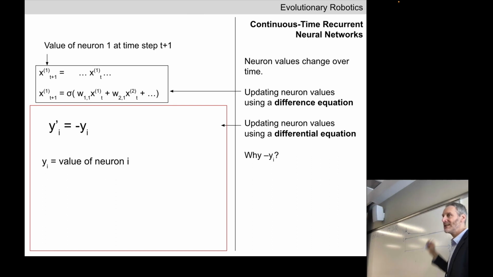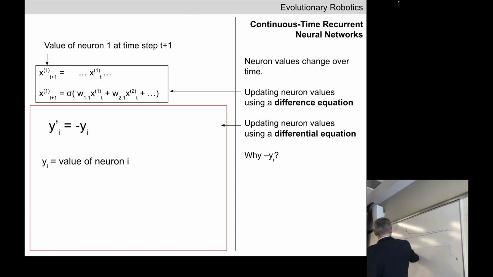What happens over time? What happens at t equals infinity? It approaches 0, but never reaches it. You probably remember the asymptote, right? We get something that goes like this. Yeah? Neurons, remember, can also have negative values.